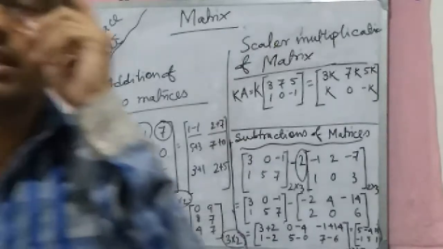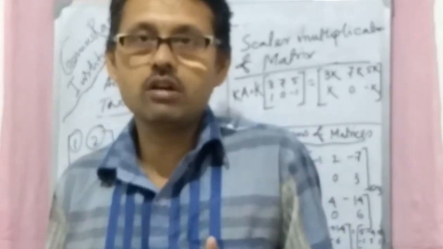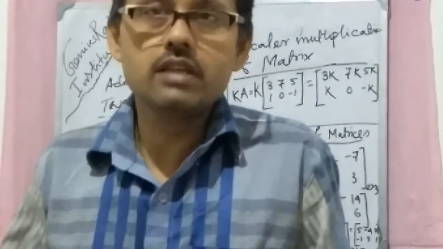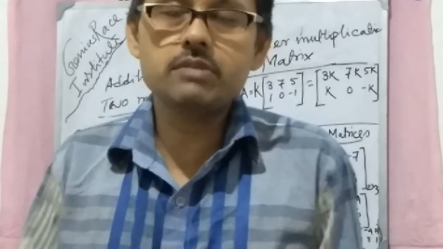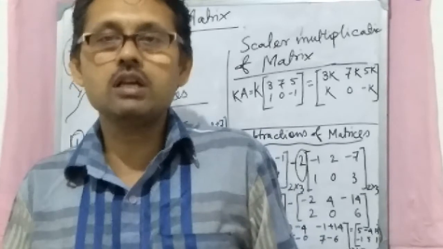Now in the next section we are going to explain the thing called matrix multiplication, means multiplication of a matrix with another matrix. In the next segment we are going to explain this along with an example. So let's move on to the next section.